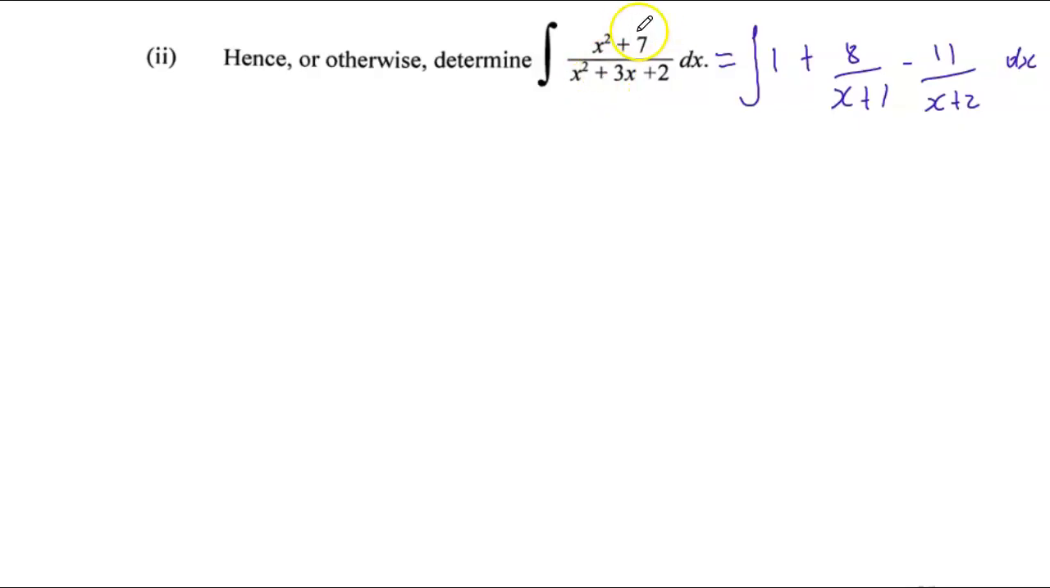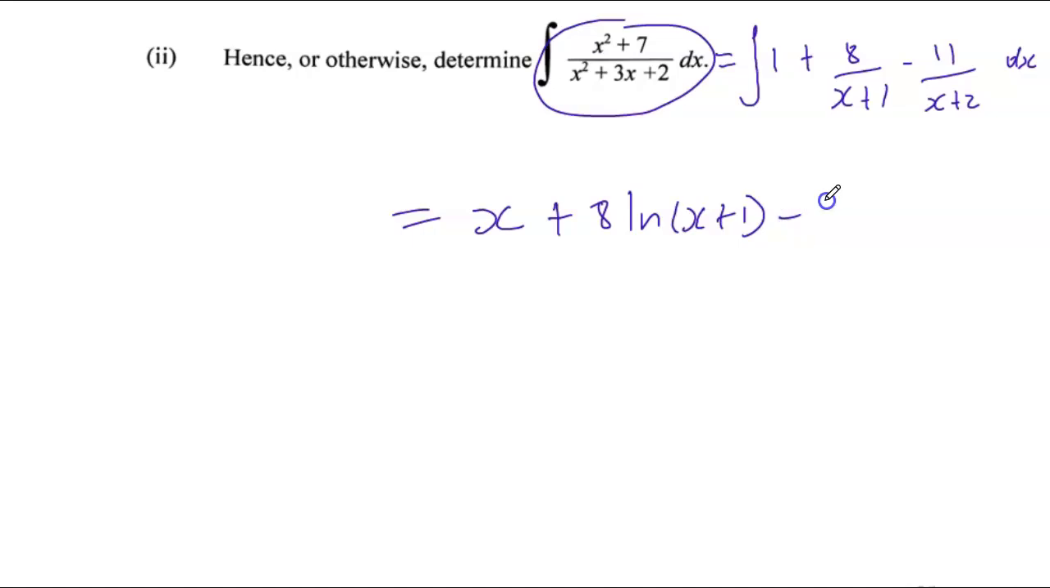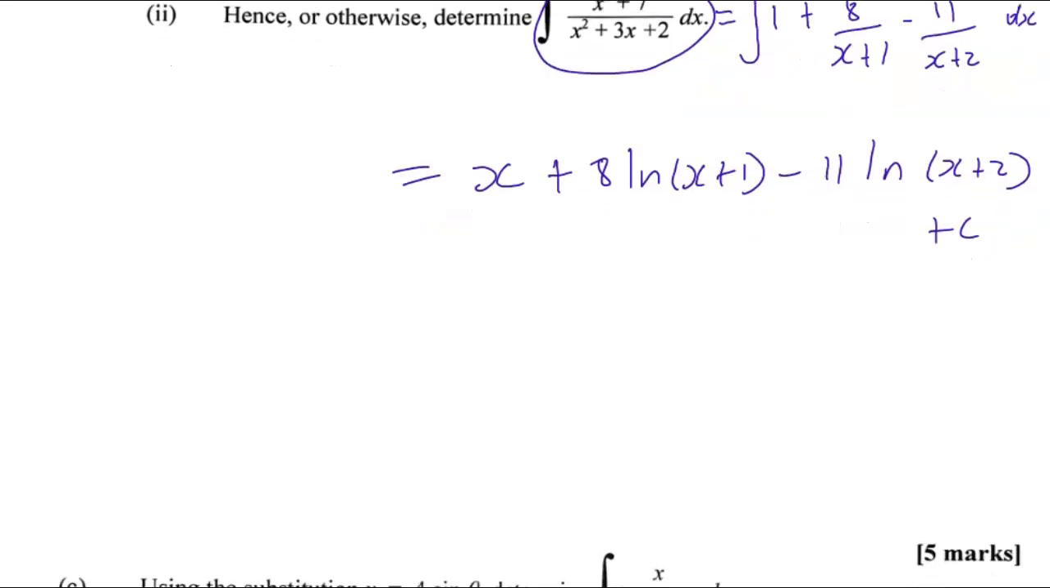So integrating this is equivalent to integrating the partial fractions. So the integral of 1, that's x, and we can use integration using recognition. Integrate 8 over x plus 1, integrating a constant over a linear function, that's just 8 ln x plus 1 minus 11, that's log of the denominator, ln x plus 2. Remember the integral of 1 over x is log x. Alright, and remember your plus c, since it's an indefinite integral. Alright, let's move on.